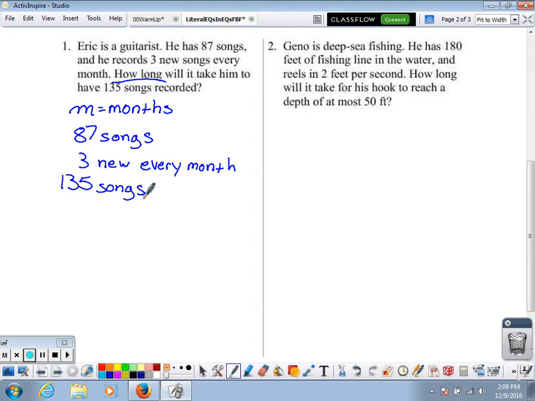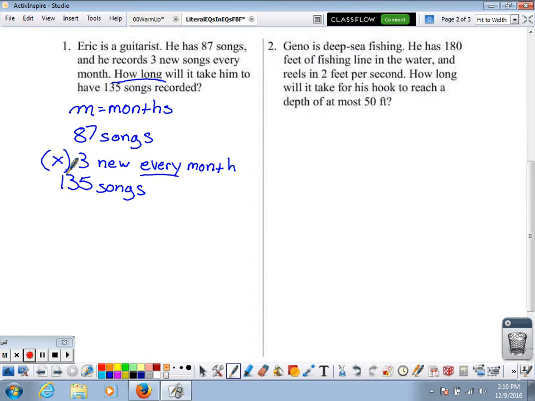Okay, so what we want to think about here is Eric's got a whole bunch of songs, and he's recording more songs. We want to know how long it's going to take him to have a particular number. So, this 3 new songs every month. If we look at what we wrote down, this one should jump out. It's the most writing. Plus it's got this word every. What operation does every probably mean here? James? Multiplication. Now, every sometimes can mean division. How do we know that this time it's going to mean multiplication? It's being repeated. He's recording those 3 songs again and again and again.